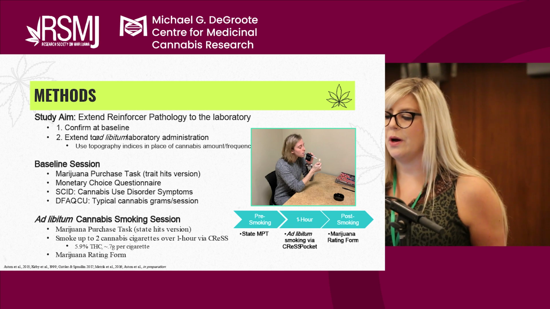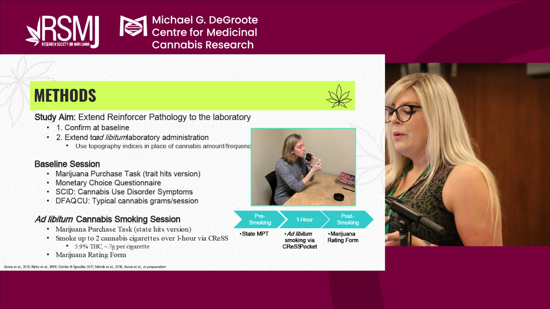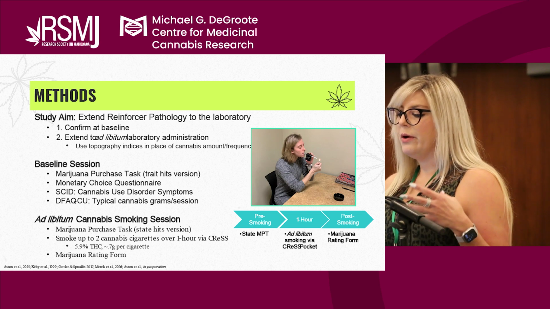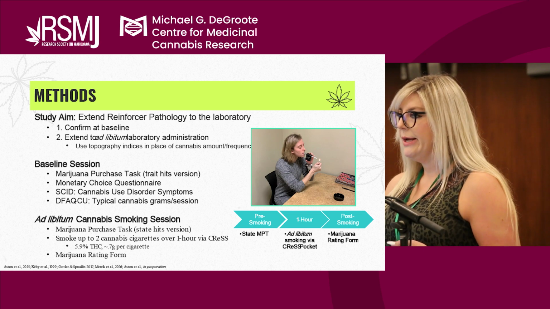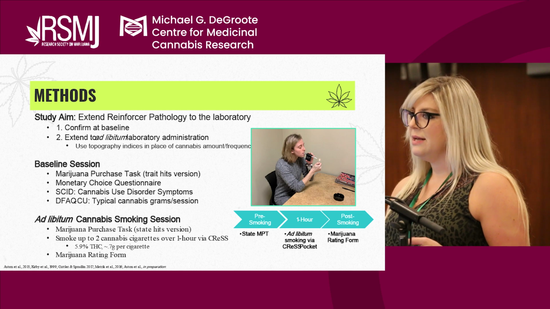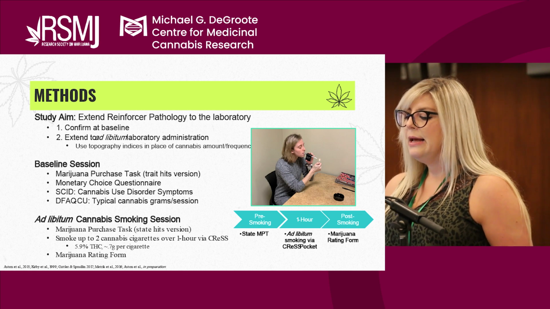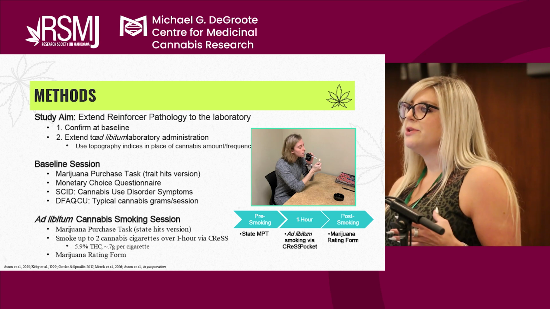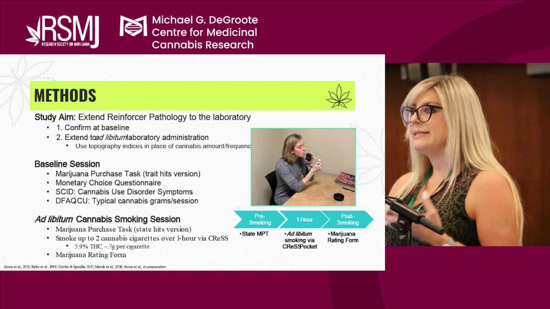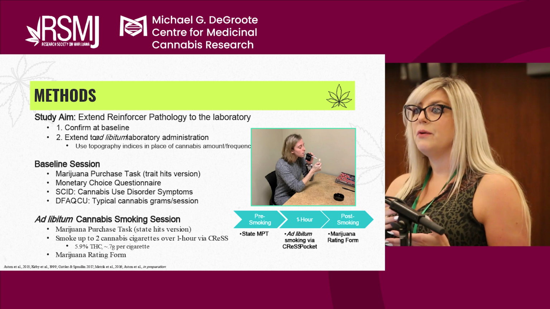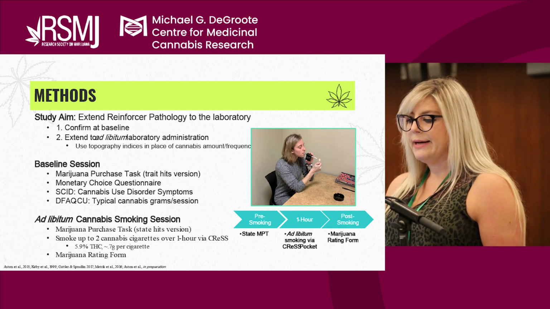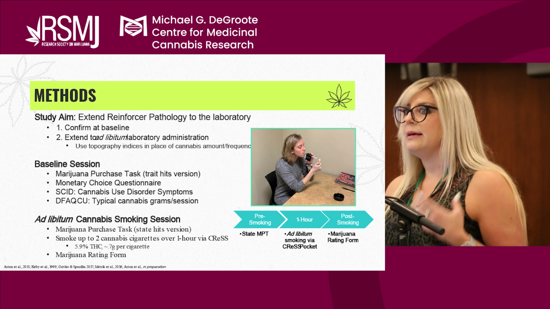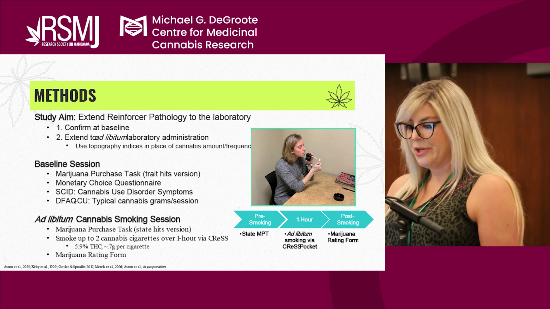And that brings us to our current study. So the study aim here, as I said, was to extend that reinforcer pathology framework or theory to the laboratory. So what I wanted to do first was confirm that it existed in this sample at baseline and then bring it into the laboratory. And as I said, usually we use some measure of problems or CUD symptoms as the outcome, and we also use some measure of frequency as the outcome. Here, I thought to conceptualize those indices of puff topography as the frequency or use measure there.